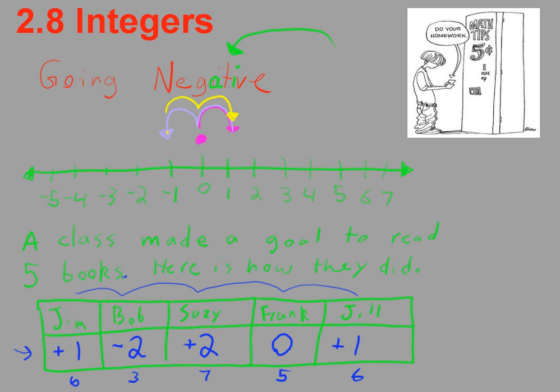Okay. We're just going to keep going down the line for each person. The next one, Frank, he read exactly 5. So he didn't read more or less than he had to. He had a 0. So we stay right at 0. And our last person was Jill. Jill read +1. So we are at the 1 right now. We go 1 more positive to 2. And 2 is where our final point is.